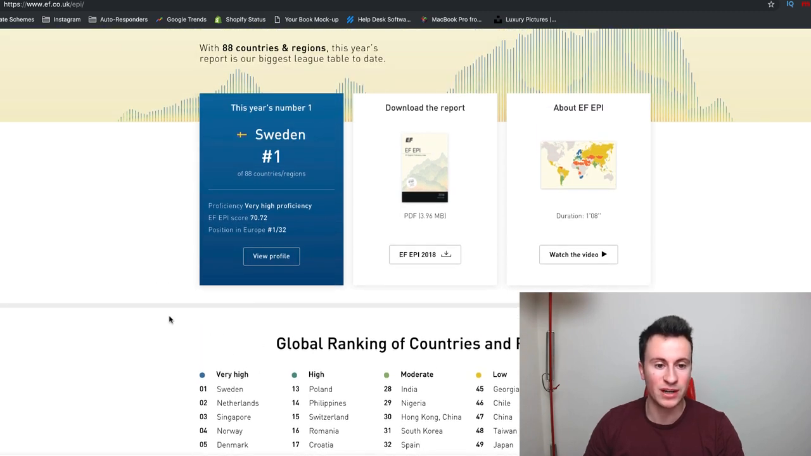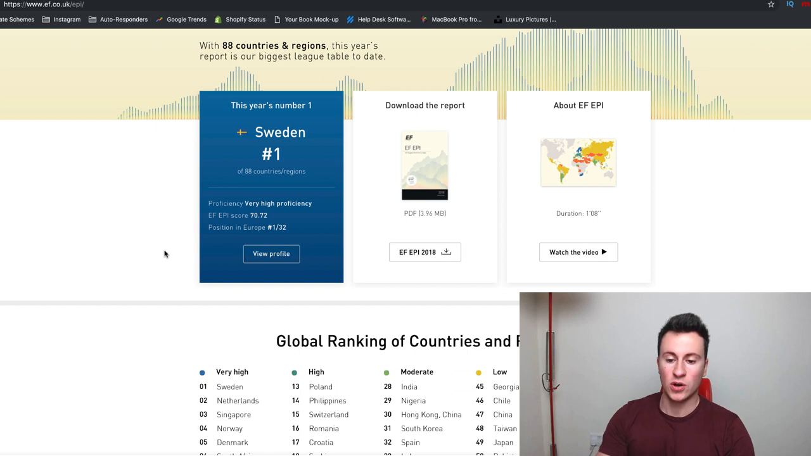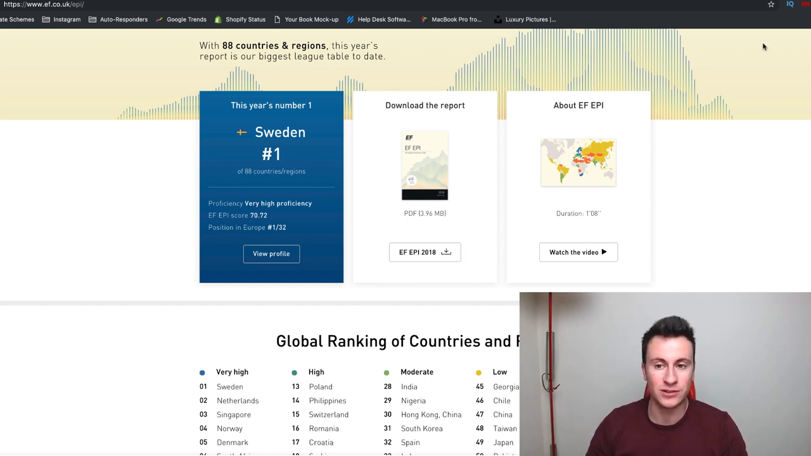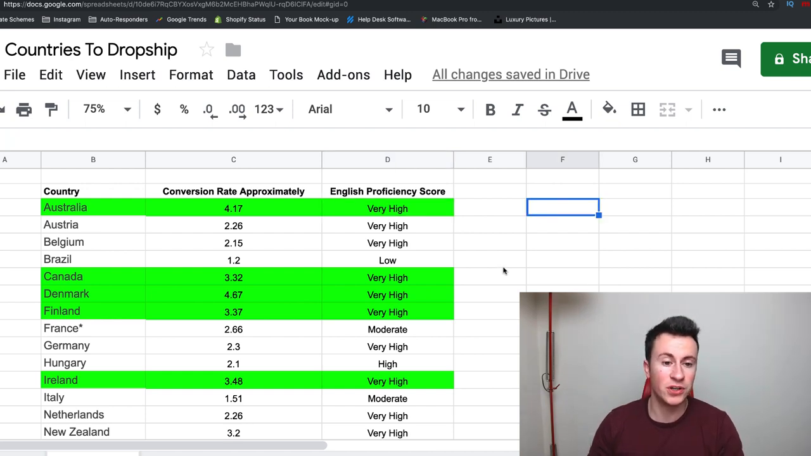And by the way, these actually break down into different scores as well. So you can see the number one country was Sweden, which has an EPI score of 70.72. And in terms of all the countries that don't have English as a native speaking language, then Sweden scored the best. So what I've done then on this table is simply just highlighted the best of the bunch, essentially. So all the ones in green then essentially have a conversion rate over 3%, and they have a very high proficiency score, which are the two key factors when choosing a country.